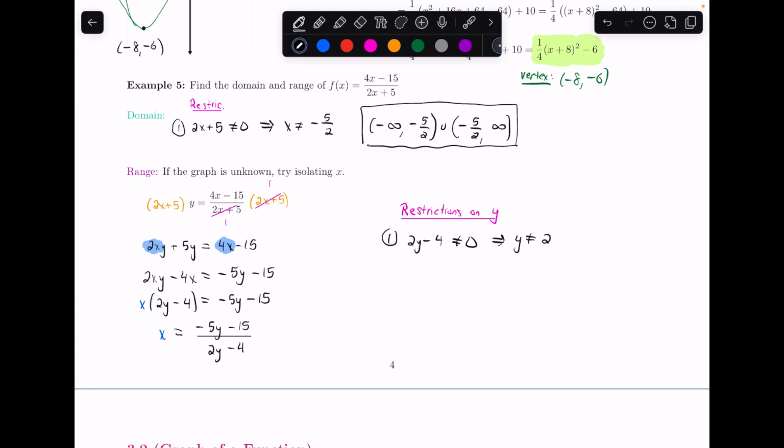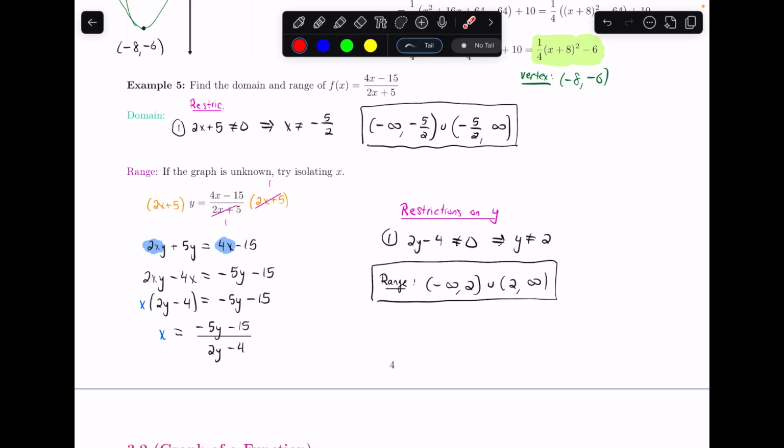In interval notation, I can write my range as negative infinity to 2, not included, union 2 to infinity. Okay, and there we got it. So that is how we can find the range if we don't know the graph and we can isolate x in the way that we did here.